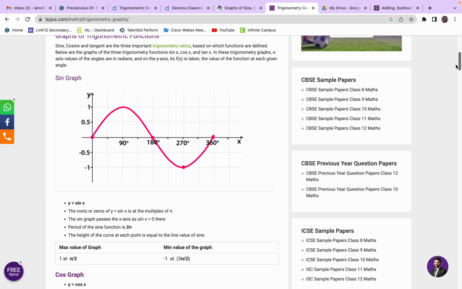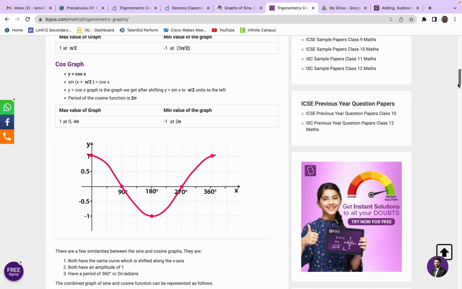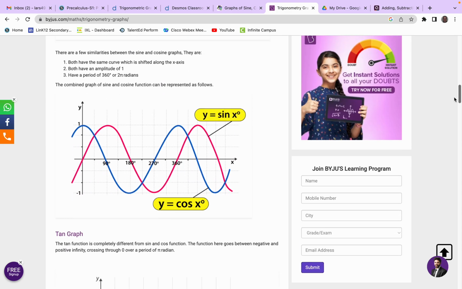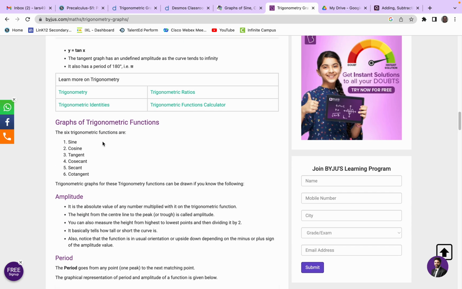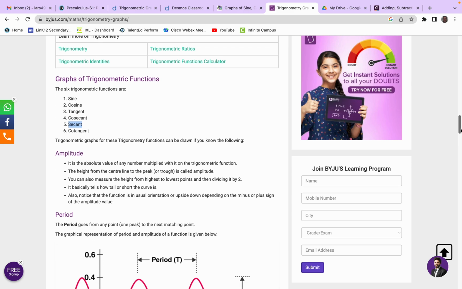Just another example of one period of the sine graph, one period of the cosine graph, and seeing where they cross and how they're different. Amplitude describes how high up it goes. Period describes how long it takes to repeat. There's just a different way of looking at our tangent graph. Again, we've got asymptotes here and here. Remember, cosecant is the opposite of sine, secant is the inverse of cosine, and cotangent is the inverse of tangent. So their graphs are going to be similar.